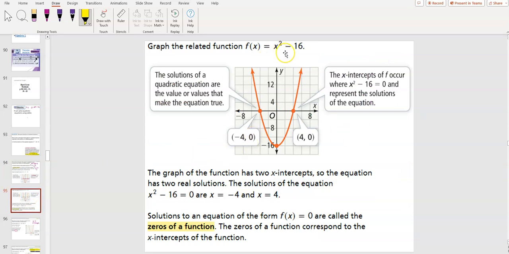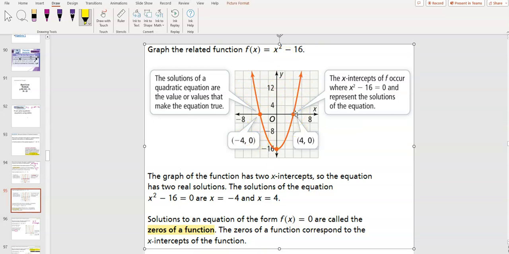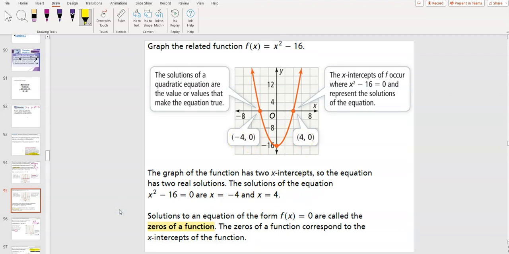Here in our graph, this equation right here, x squared minus 16, when we graph it, we can see that the x-intercepts of f occur twice, okay? It crosses the x-axis twice, which means that our solutions are -4 and +4. When solutions to an equation are in the form f of x equals 0, so basically when an equation is set equal to 0, that's called the zeros of a function. It corresponds to the x-intercepts of the function because it's when y is 0.